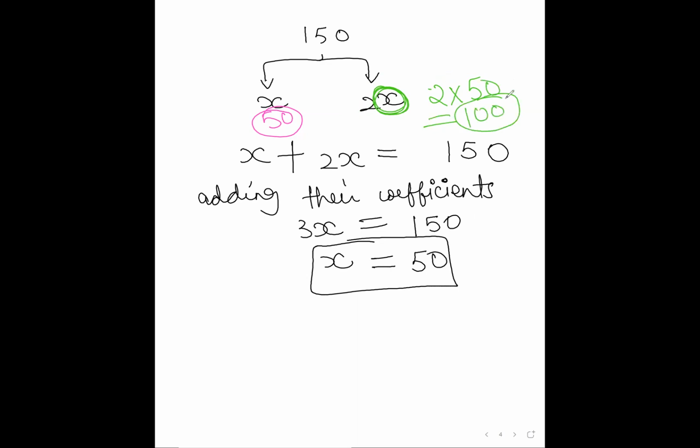So did you get your two parts now? What are your two parts? Your two parts are 50 and 100. So when you add both of them, you get 150, isn't it? Yes. Okay. So that's it for your questions for today.